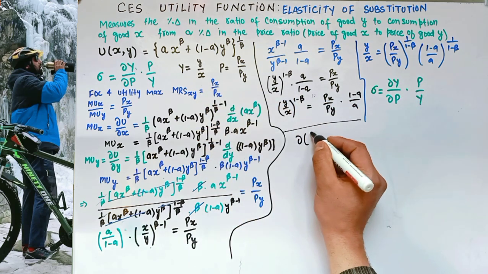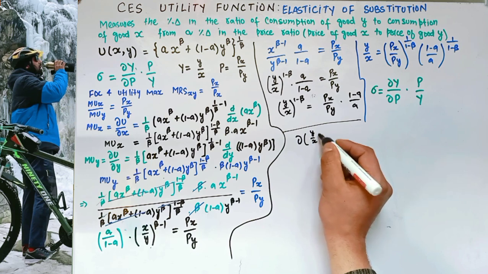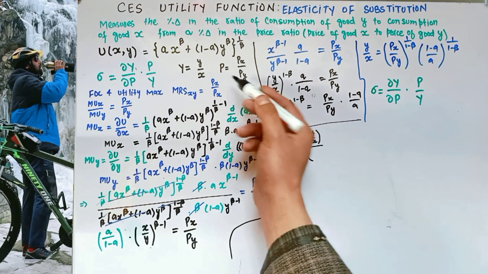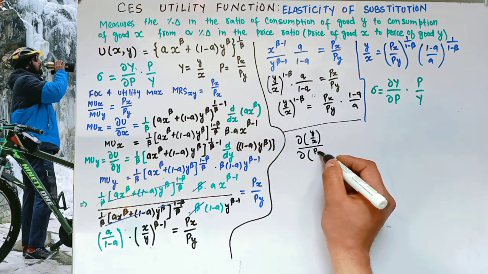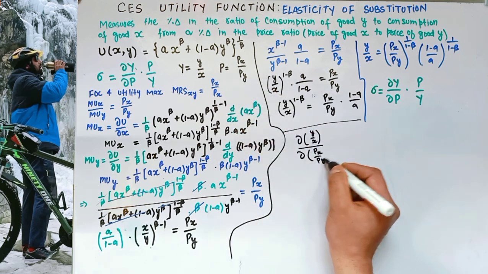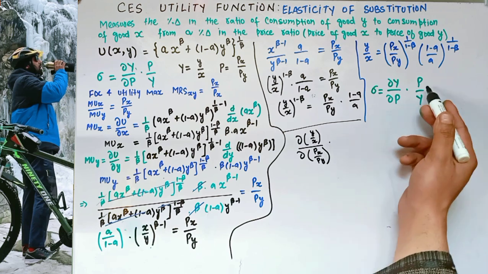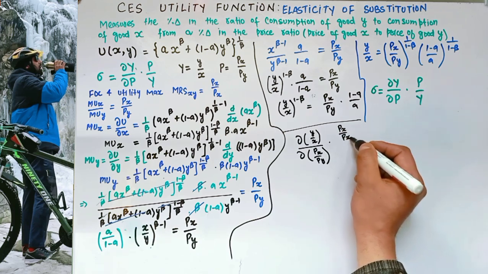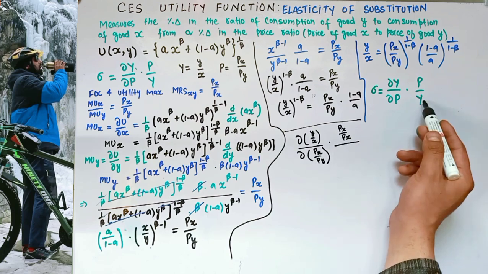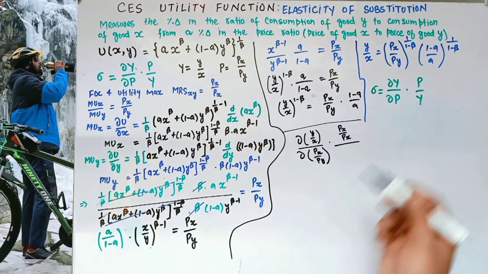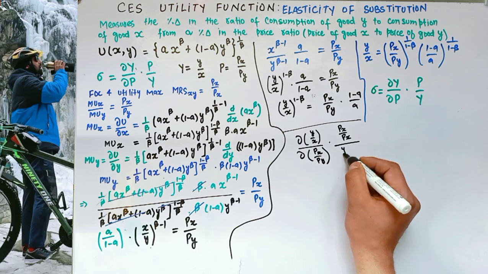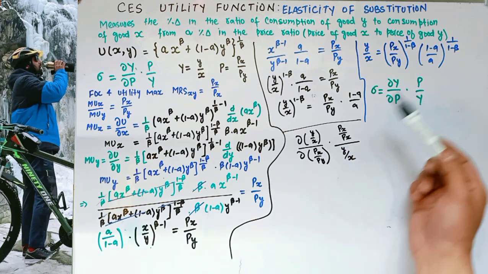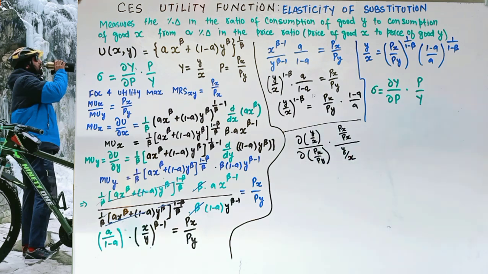So we have y upon x. Change in p means p is equal to px upon py, the ratio of the prices, times p, divided by our y, which is equal to y upon x. So what we first need to find out is this very derivative.